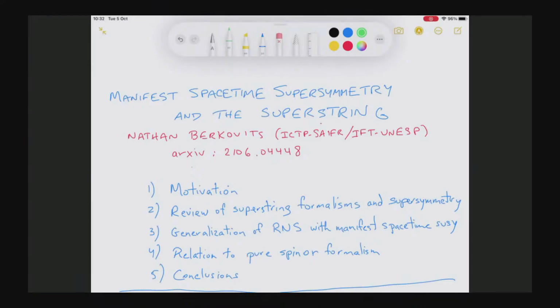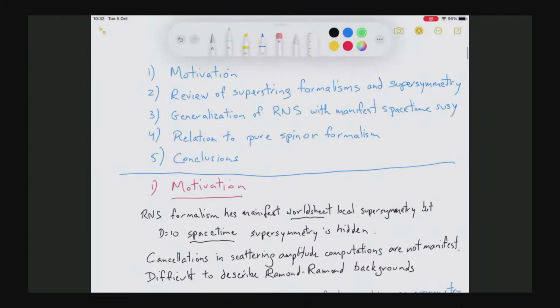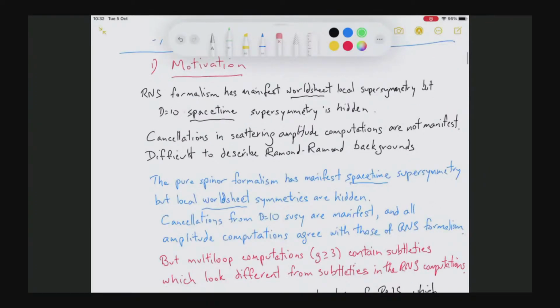Of course, the RNS formalism has manifest worldsheet supersymmetry, and it does have D equals 10 spacetime supersymmetry, but it's hidden or not manifest. That makes it difficult not only to compute scattering amplitudes, because the cancellation is coming from supersymmetry, but even to describe Ramond-Ramond backgrounds, which of course are necessary if you want to describe anti-de Sitter space.